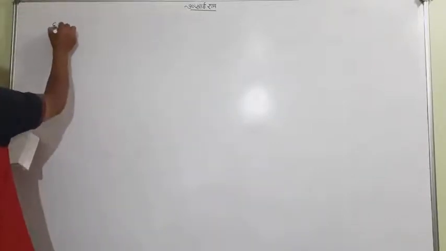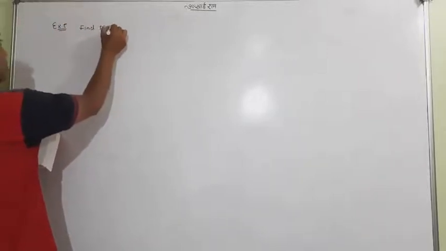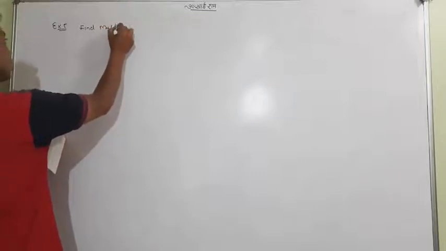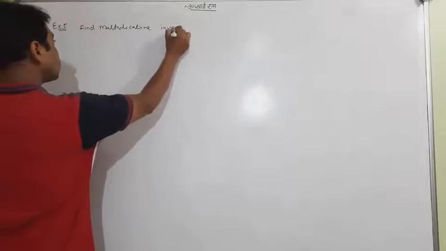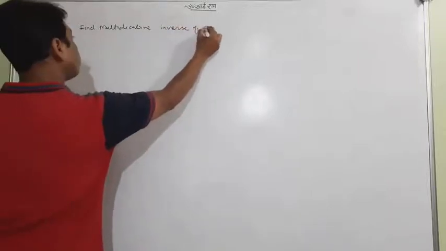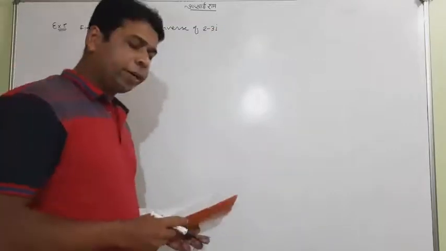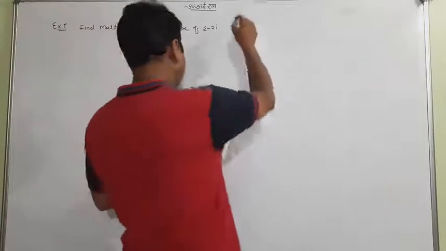Example number 5 I am telling you. Find the multiplicative inverse of 2 minus 3i. Try to understand the word multiplicative inverse. This is the question, a very easy question. Find the multiplicative inverse of this number.